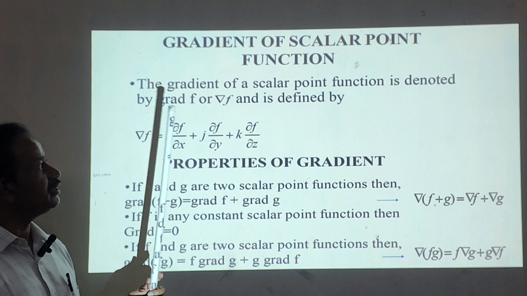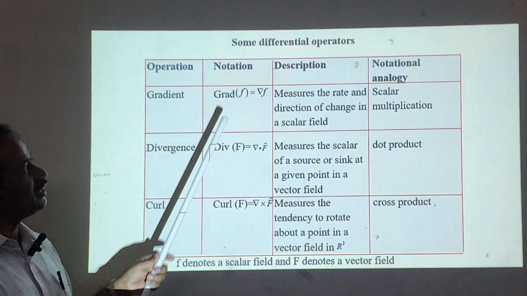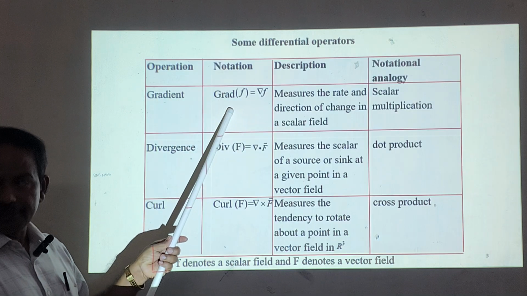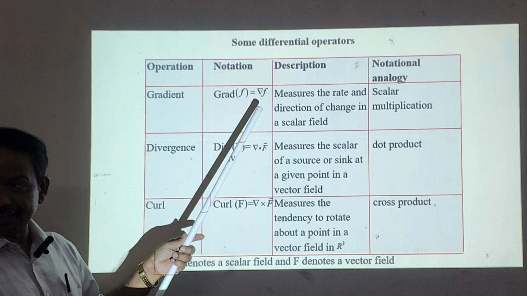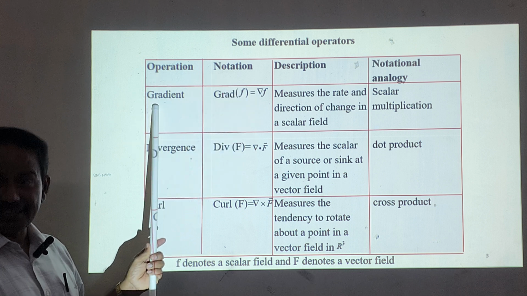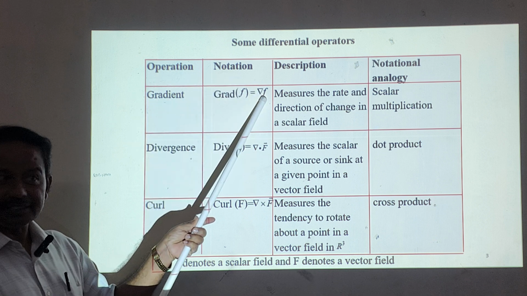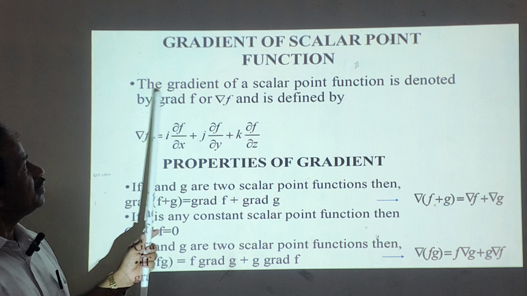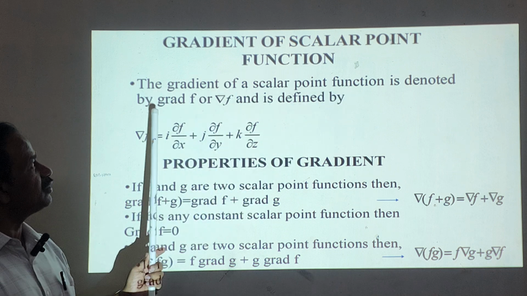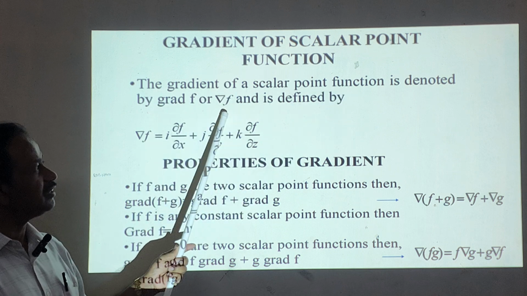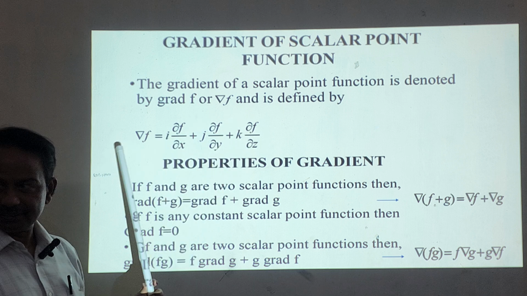Gradient of a scalar point function. As we discussed earlier in the table, grad f is given as del f, which is nothing but your gradient field. f is nothing but a scalar field. So the gradient of a scalar point function is denoted as grad f or del f and is defined as this.